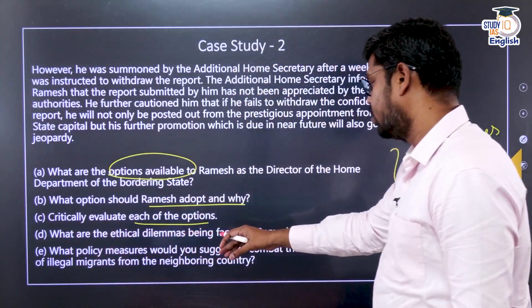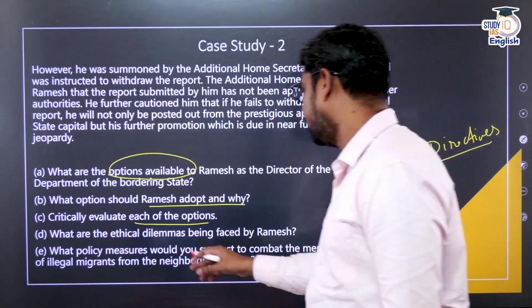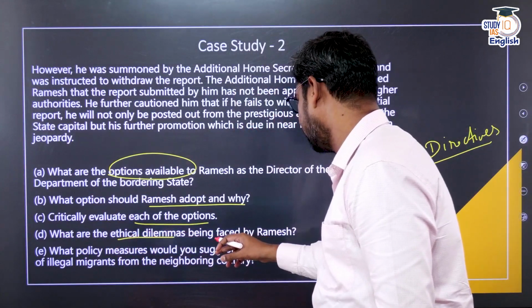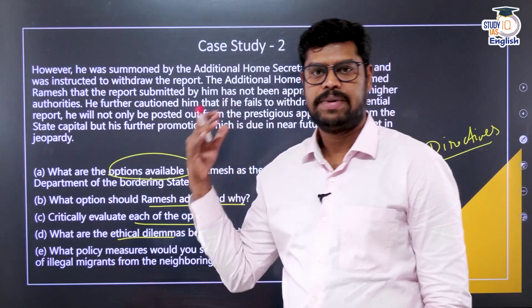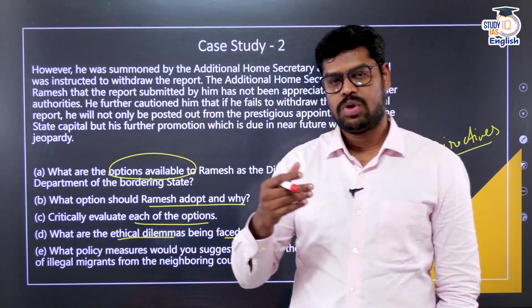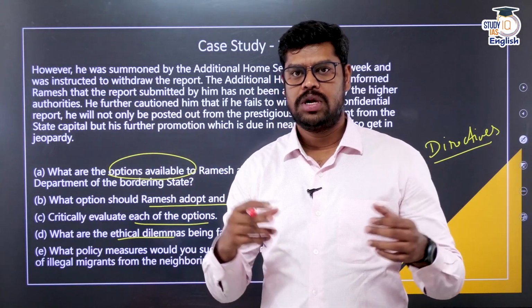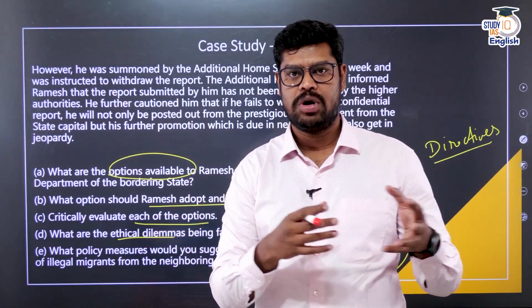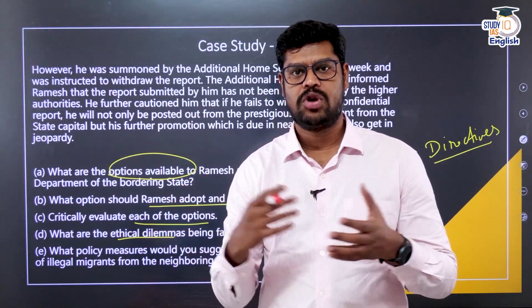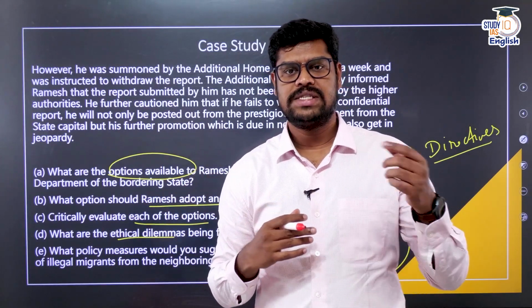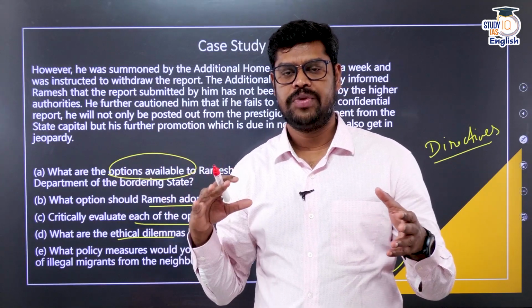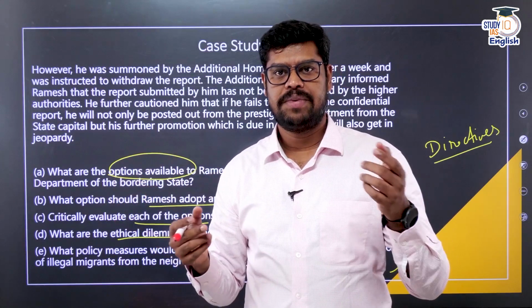Come to the 4th directive. What are the ethical dilemmas faced by Ramesh in this particular case? So ethical dilemmas is whatever action that he has to take, there are 2 options in front of him, a right one and a wrong one, but probably the right one may not be personally good to him. The right one may not be a self-serving one. Even if he does the right thing, there can be some personal loss for him, but he can do the wrong thing, but there can be a personal gain for him.